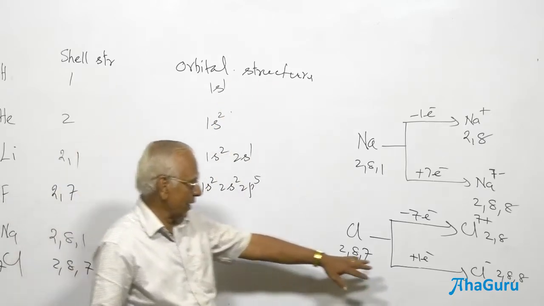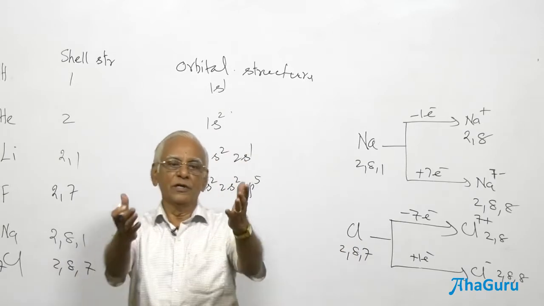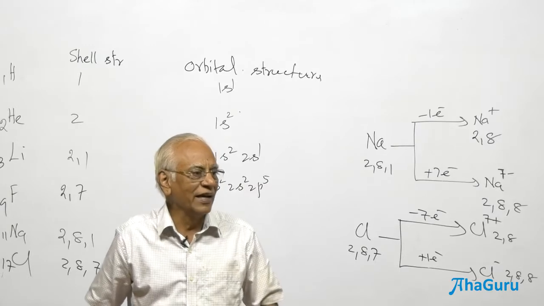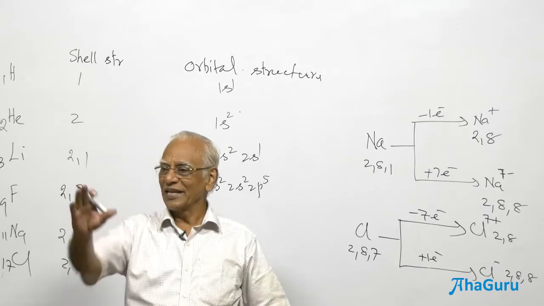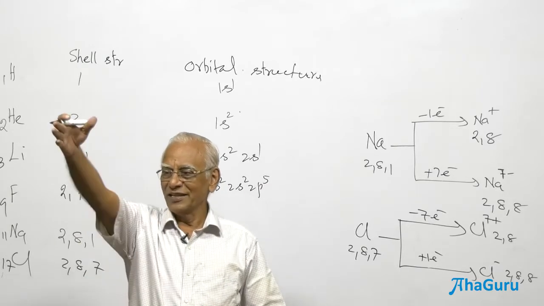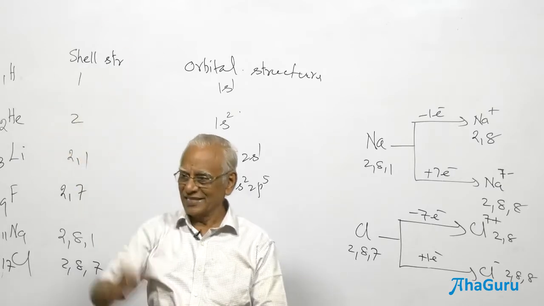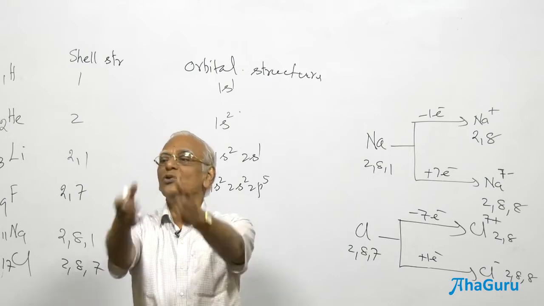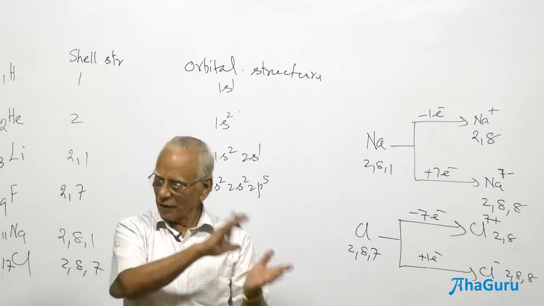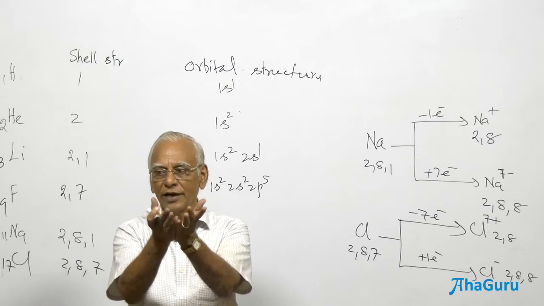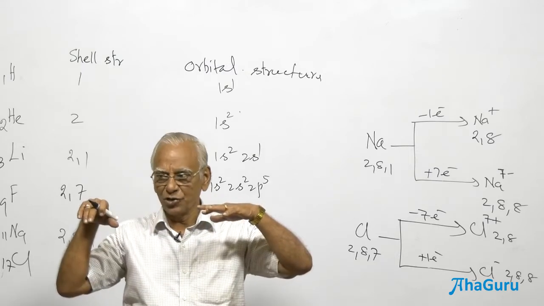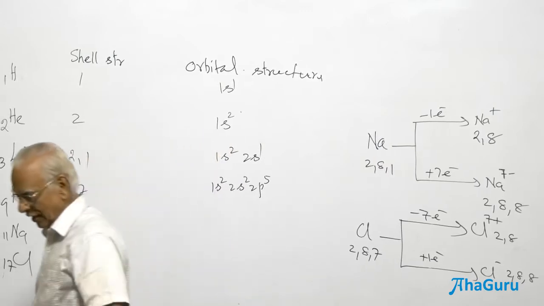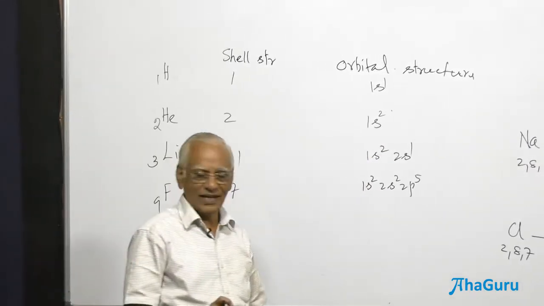Now tell me, therefore, chlorine always prefers to accept an electron and form a negative charge. Therefore, chlorine is an example of an electronegative element. Now you know the definition of what is an electropositive element and what is an electronegative element. Electropositive elements donate electrons and form a positive charge. And electronegative elements always try to accept electrons and form a negative charge. Have you taken down that? Electropositive elements lose electrons and electronegative elements gain electrons.